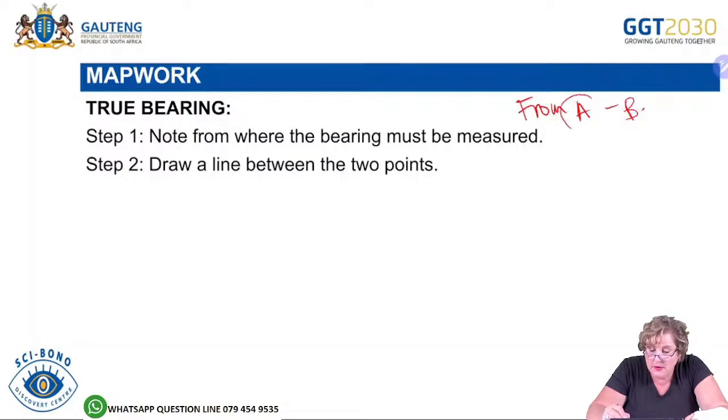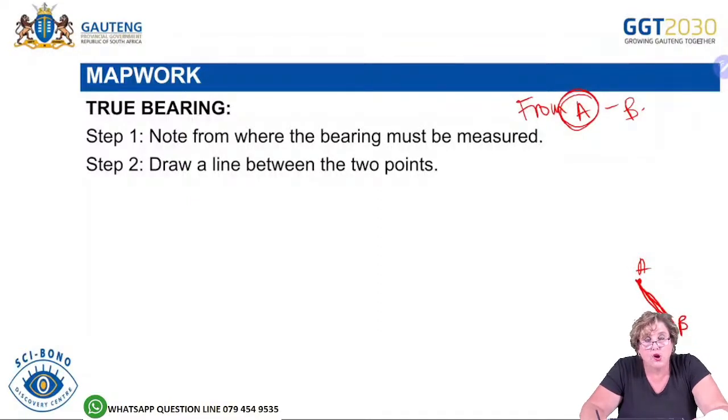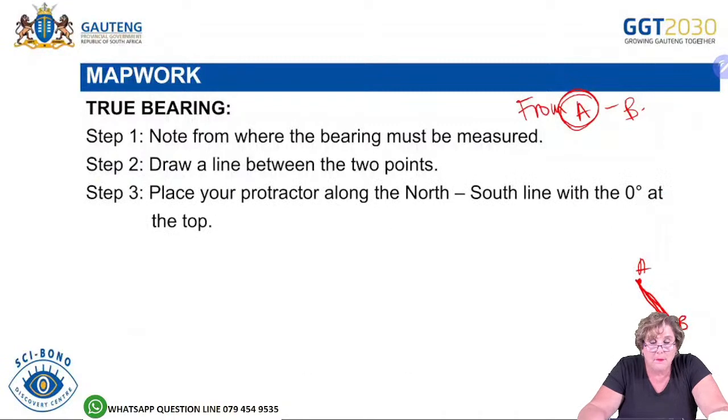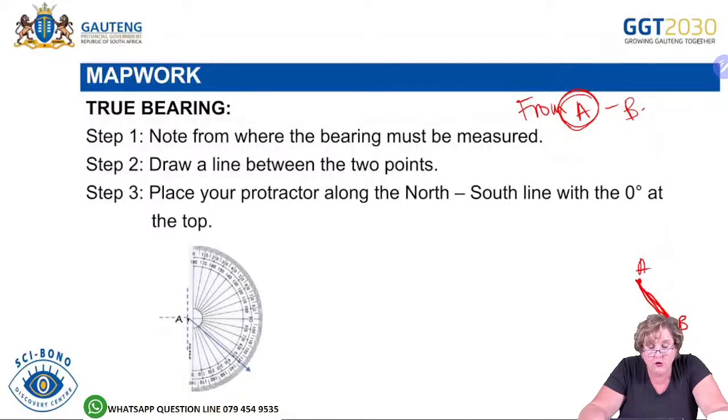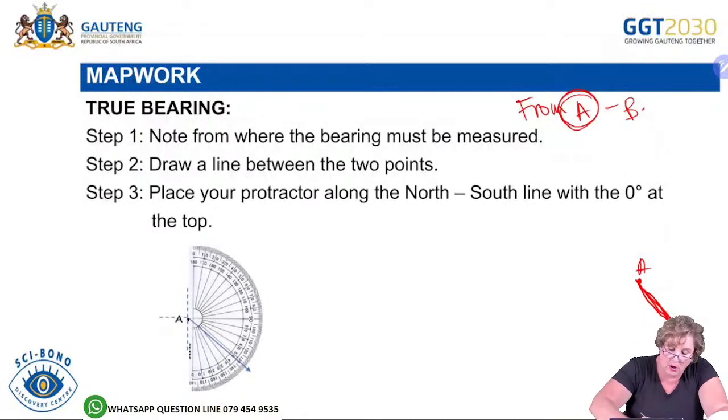You must start at A and B. Then you start by combining the 2 points with each other. Take a ruler, take a pencil, combine the 2, draw a line between the 2 points. That's step 2. Step 3 is place your protractor along the north-south line with the 0 at the top.